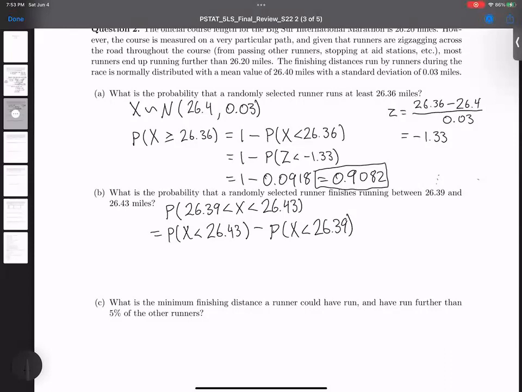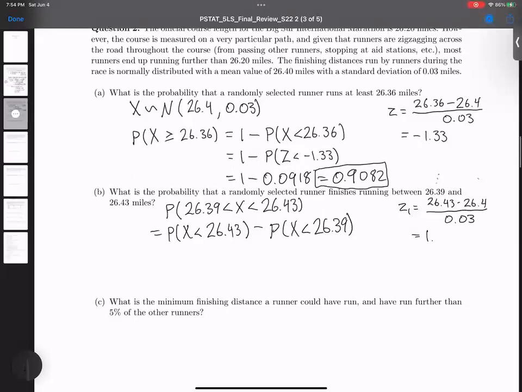Now we need to find two different z-scores. So we need to convert these both. Let's do the first one. So z1 is 26.43 minus 26.4, all divided by 0.03, which is equal to 26.43 minus 26.4, that's 0.03, divided by 0.03, that's precisely 1, so 1.00.